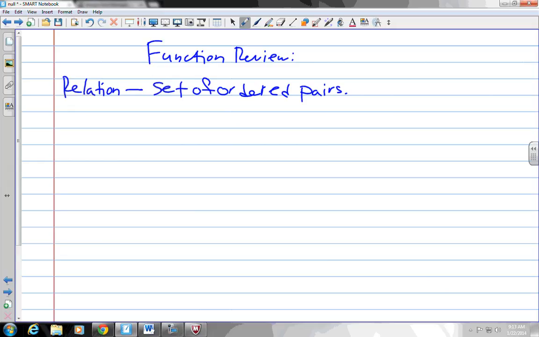So every function is a relation, not every relation is a function. There's a very specific thing, but as far as we're concerned, an example of a relation, all I need is just a bunch of ordered pairs. These are the ones I have in my notes. So is this a relation? Yes. It's just a set of ordered pairs.